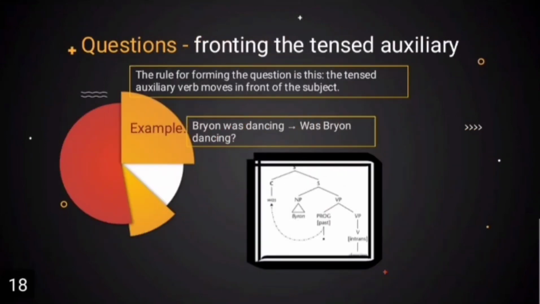Questions and the tense auxiliary. The rule for forming a question is this. The tense auxiliary verb moves in front of the subject. For example, Brian was dancing becomes, was Brian dancing?